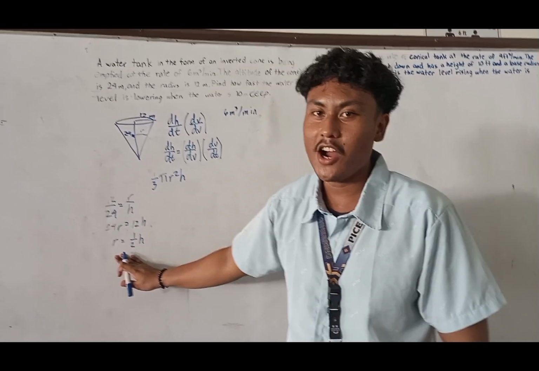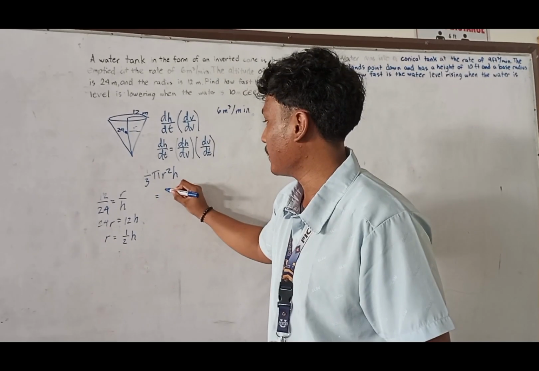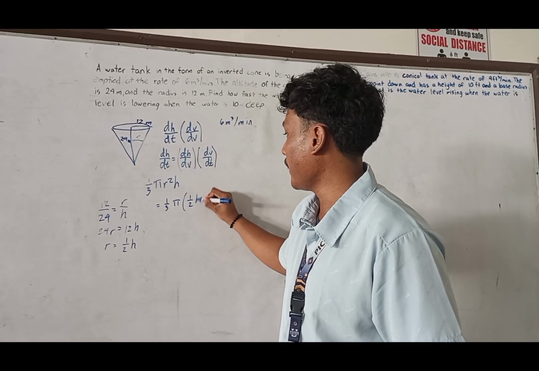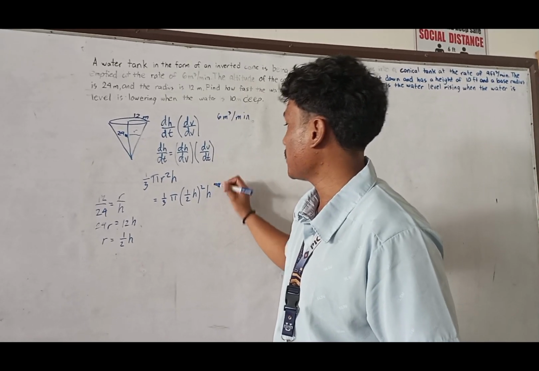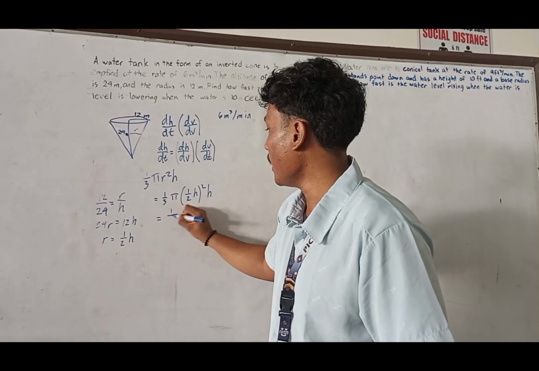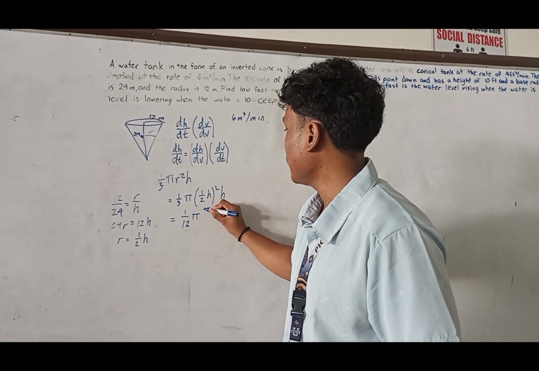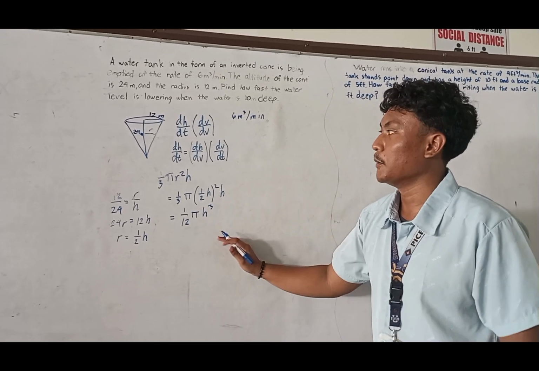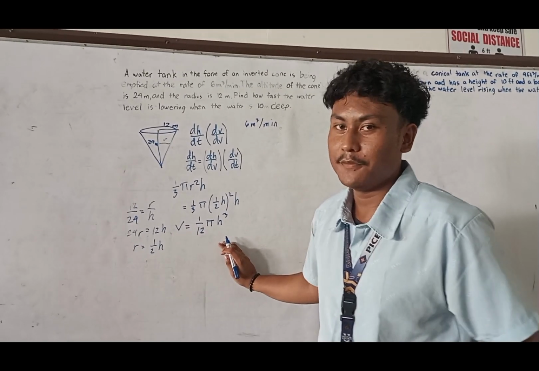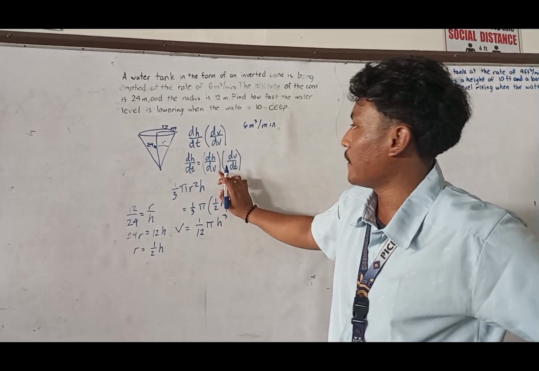We now have the r. We substitute it here. So we can get 1/3 pi times 1/2 h squared times h. We simplify, we can get 1 over 12 pi h cubed. Now, this is the volume that we derived, and we will now differentiate this.